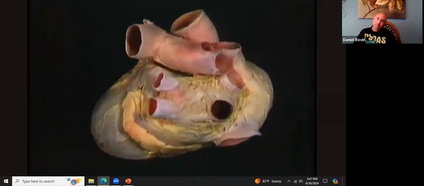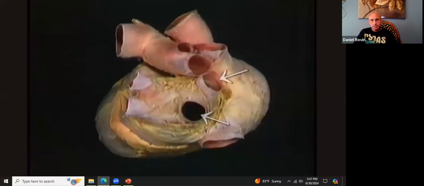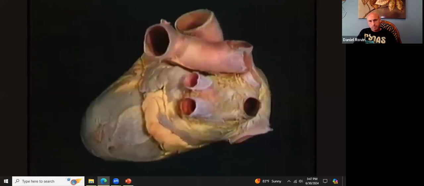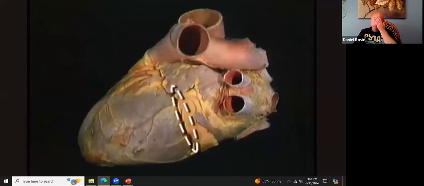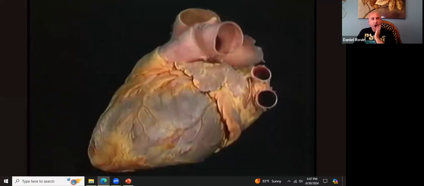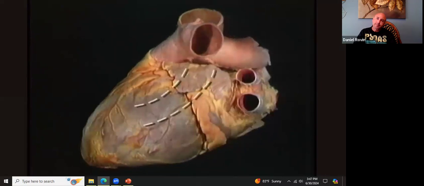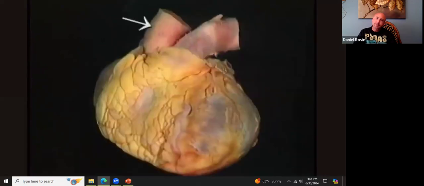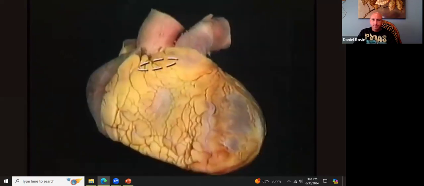Here's the left atrium with 2 pulmonary veins entering on the right and 2 on the left. Here's the left atrial appendage. The mitral valve is here. Here's the left ventricle. Its outflow pathway is here, leading to the aorta. Here's the aorta, and the aortic valve is here.